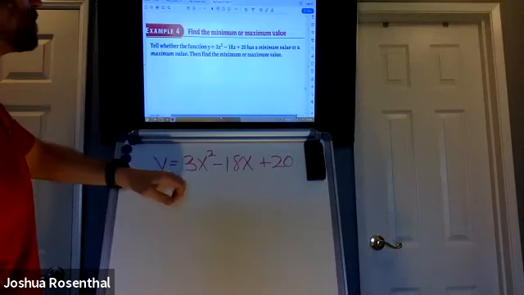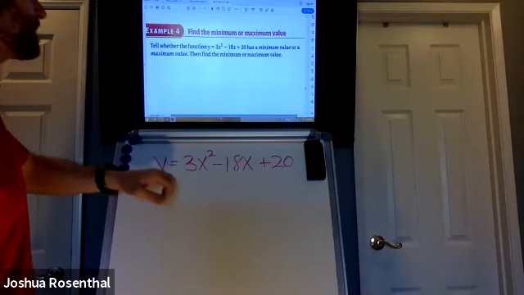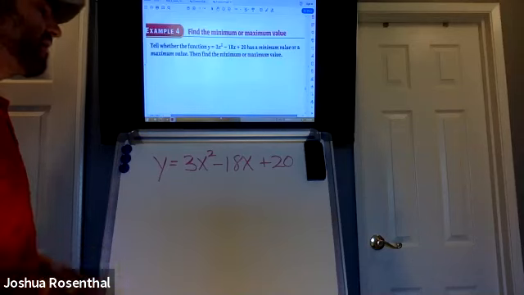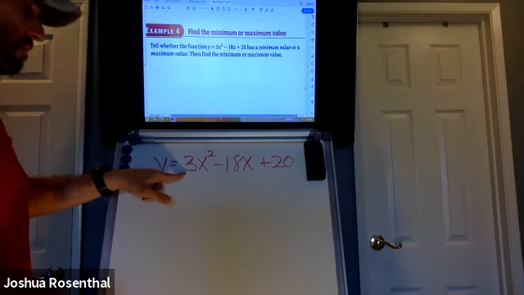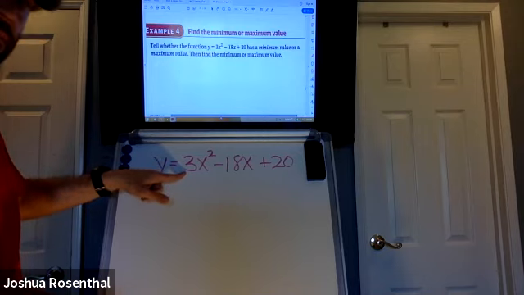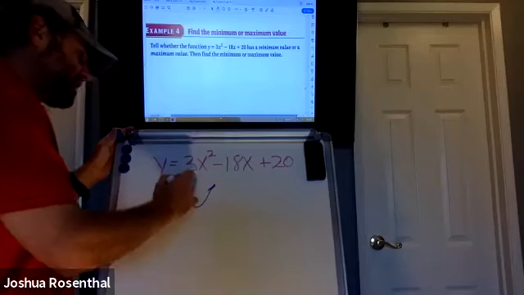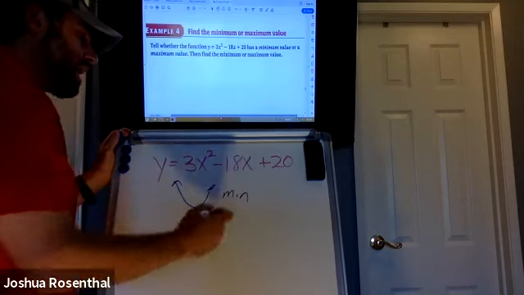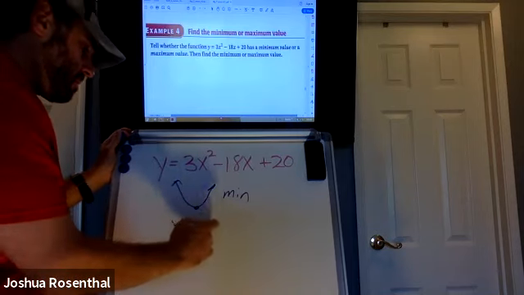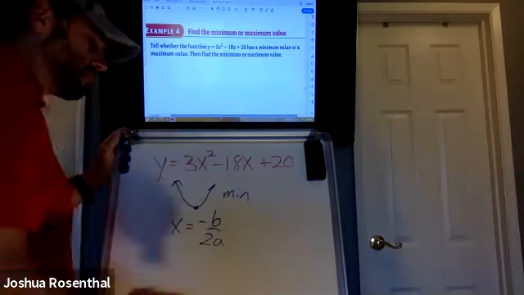Tell whether this function has a minimum value or a maximum value, then find that value. Okay, so look here. Opens up or down is the first question. It opens up. So what does it have? A minimum value. Now we find it.